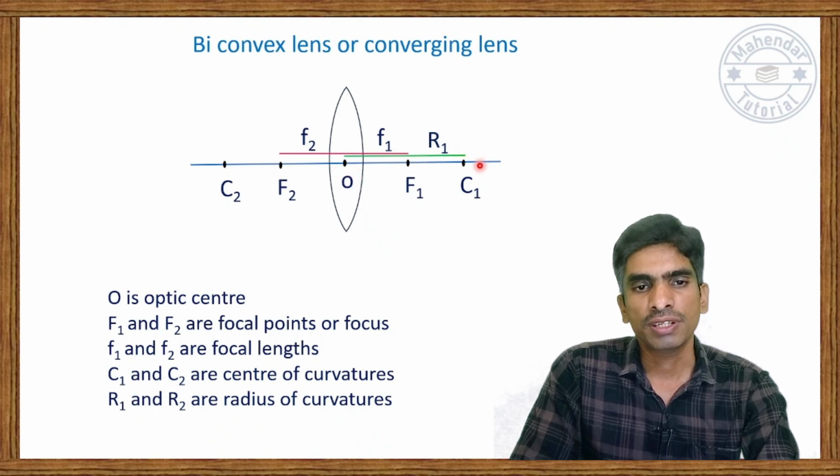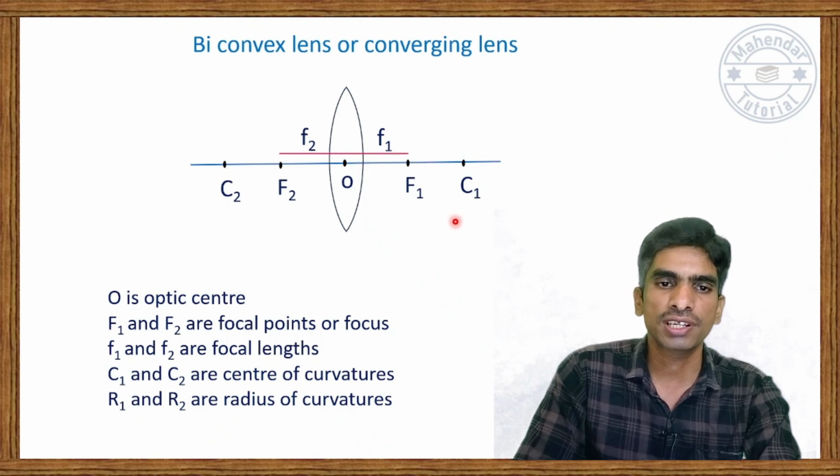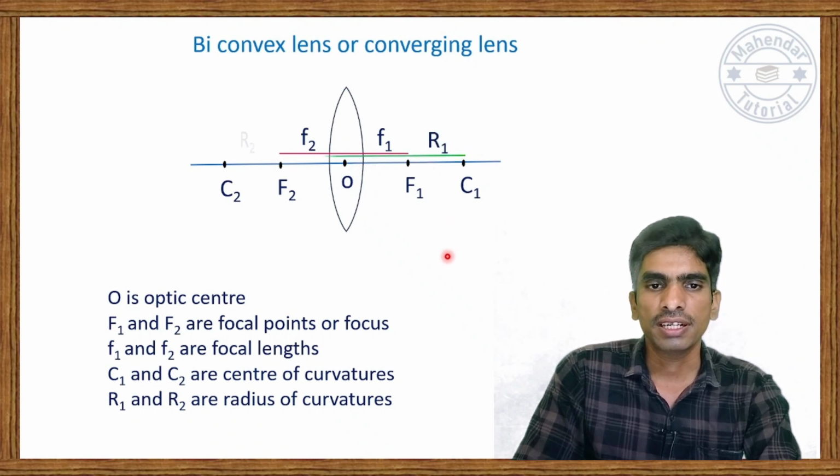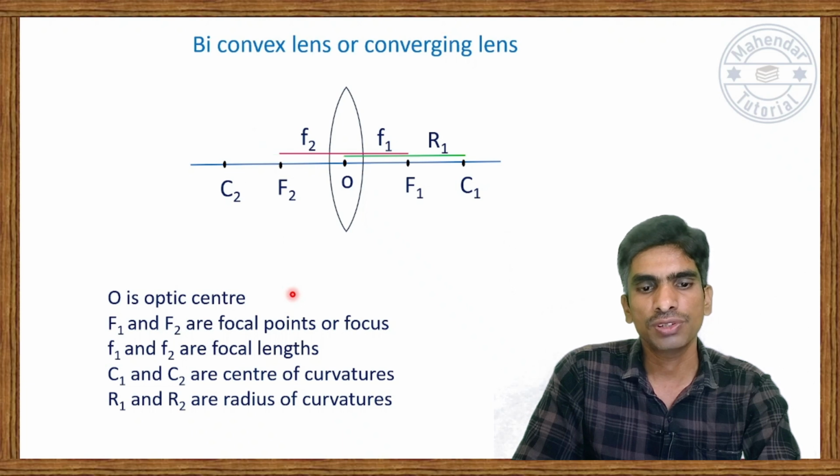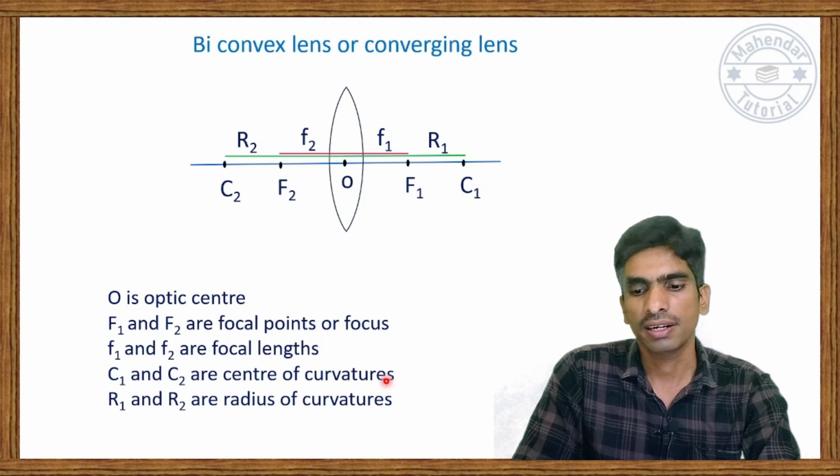The distance between optic center and center of curvature is known as radius of curvature. It is indicated with a letter R1. Similarly, the distance between optic center and another center of curvature C2 is known as radius of curvature. It is indicated with a letter R2. So R1, R2 are radii of curvature of the lens.